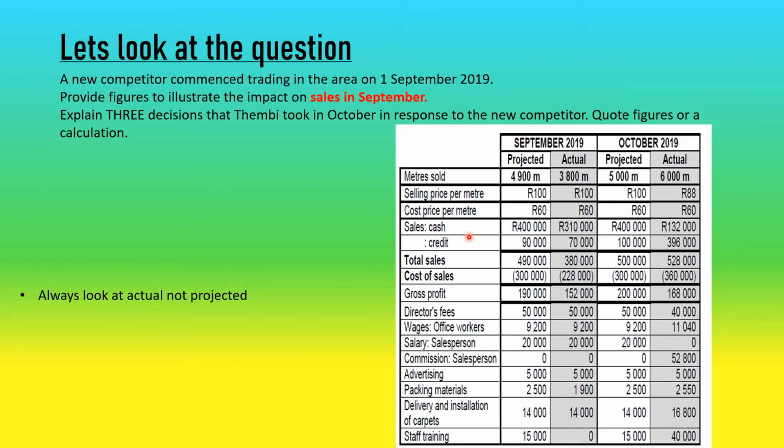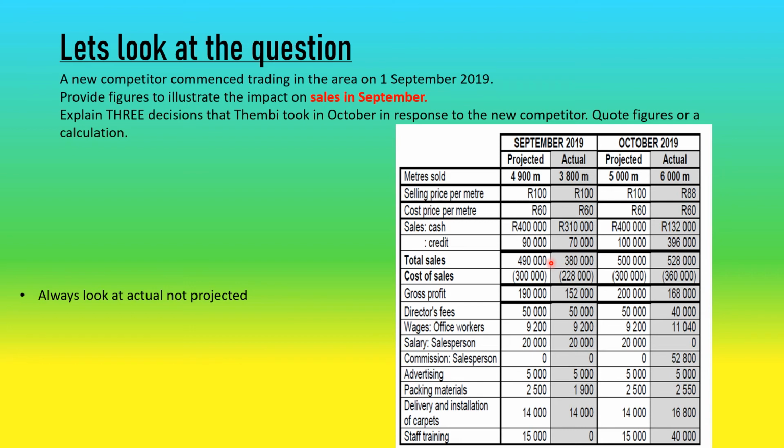You would see that your selling price in September was 100 and actual was 100. Your cost price was 60, your actual was 60. Your cash sale was 400,000, but your actual sale was 310,000. Your credit sale was 90,000, but your actual credit sale was 70,000.